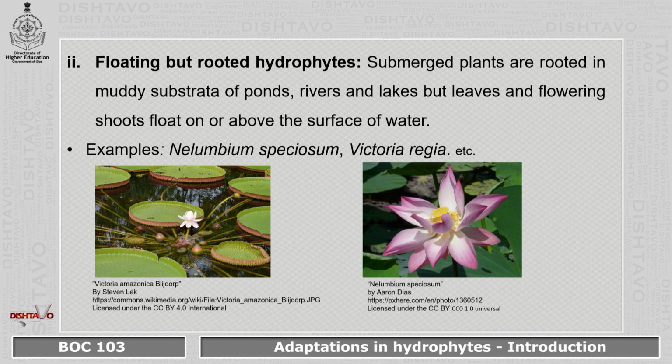The second subcategory is floating but rooted hydrophytes. These plants are rooted in muddy substrata of ponds, rivers, and lakes, but the leaves and the flowering shoots float on the surface of the water. Here we have the most common one, that is Victoria regia. Now, this is a very common hydrophyte. You see, usually it is pictured as a baby which sleeps on the leaves, because the leaves are so huge that it can hold the weight of the baby.